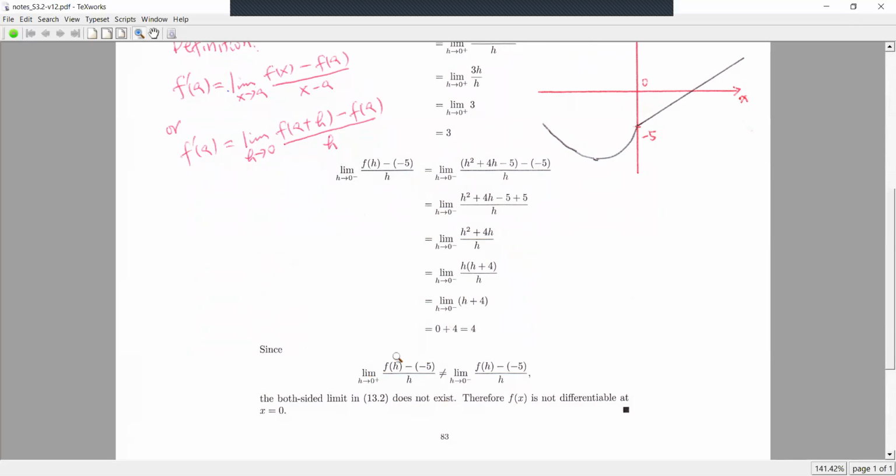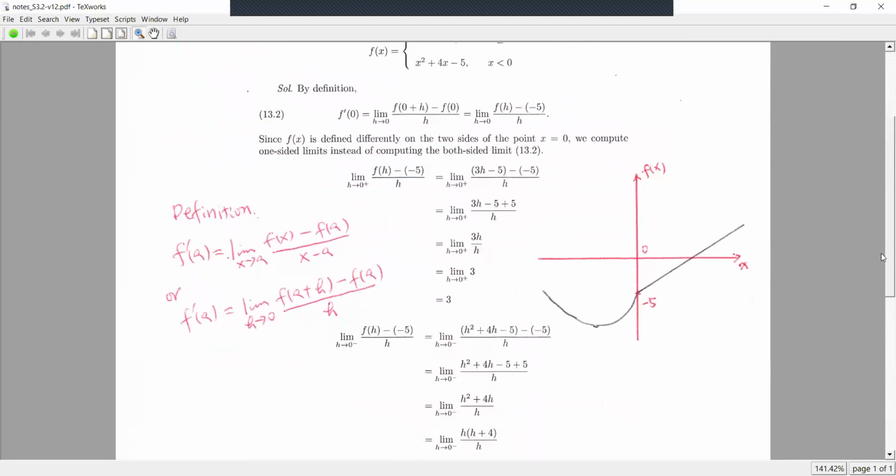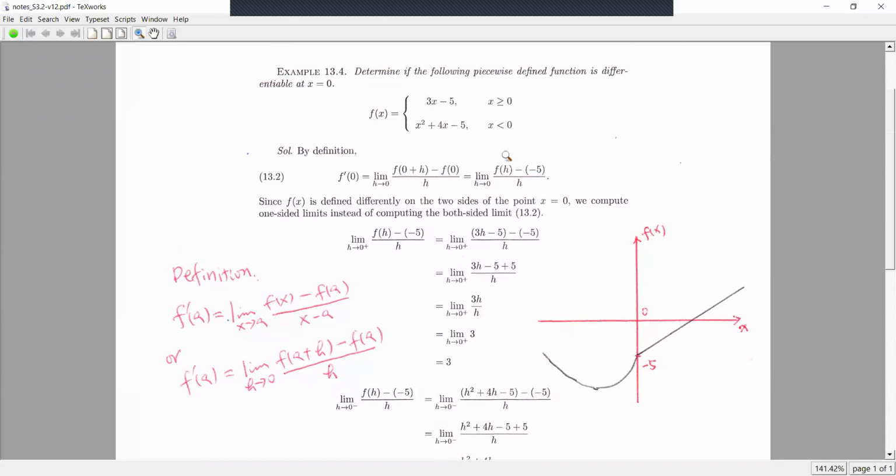Because right-hand side limit is number 3 and left-hand side limit is different, the left-hand side limit and right-hand side limit are different. Therefore, the both sided limit, this limit doesn't exist. Therefore, derivative of the function at 0 doesn't exist. So this function is not differentiable at the point 0.